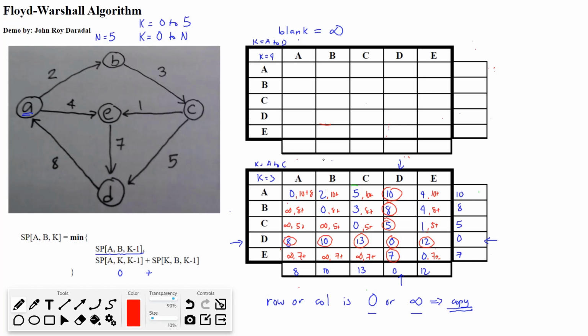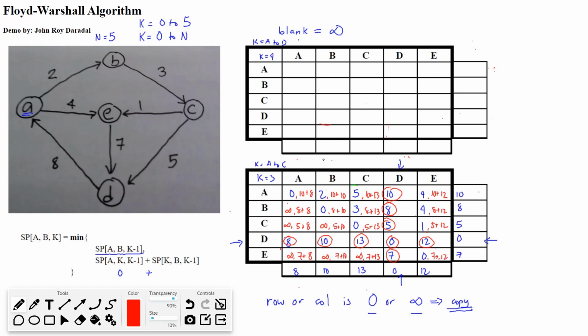So let's now go through the columns. So this column will all be plus 8s, right? This one will all be plus 10. This one would all be plus 13. And this one would all be plus 12.